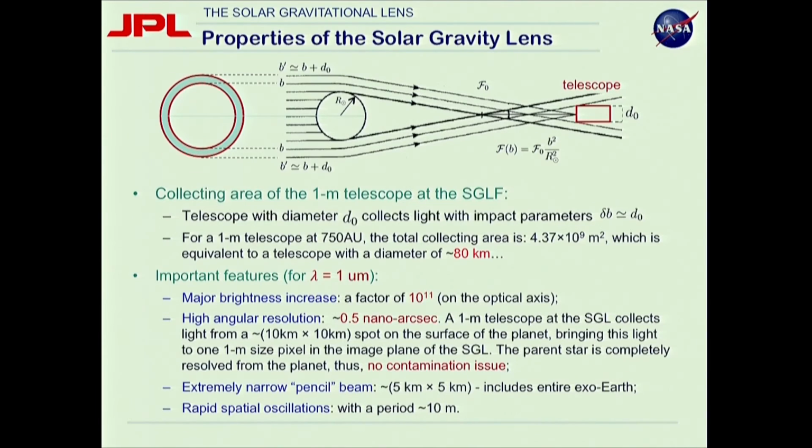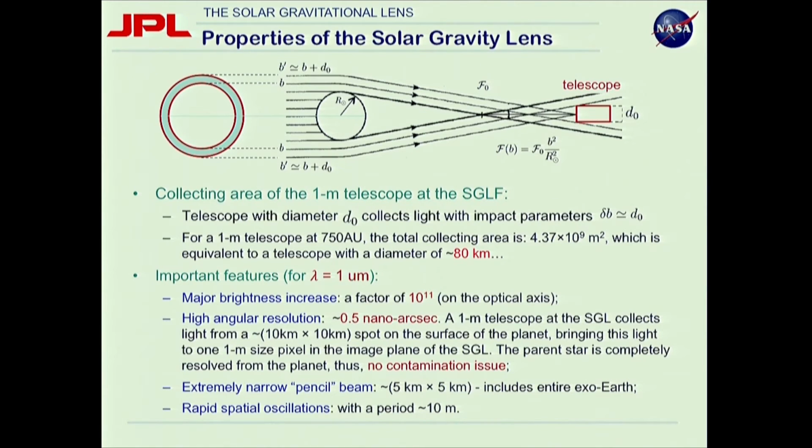But let's put numbers together. If we fly a 1 meter spacecraft, situated roughly 550 astronomical units away from the lens, having the fact that there is a gain of 10 to the 11th on the optical axis, this 1 meter telescope is equivalent to an 80 kilometer aperture at 1 AU.